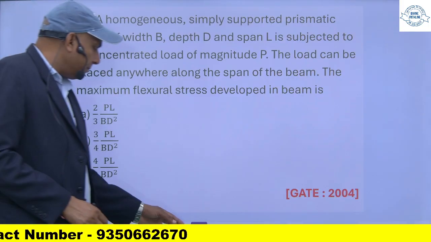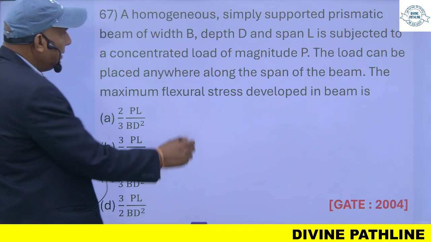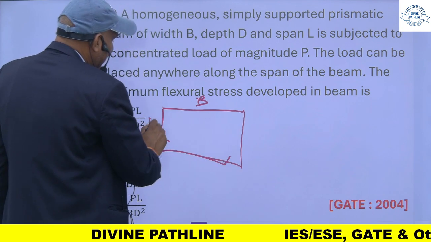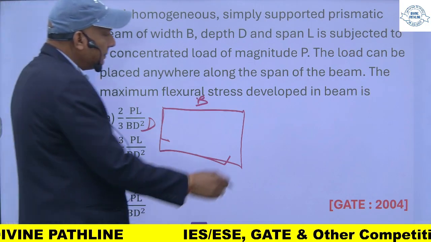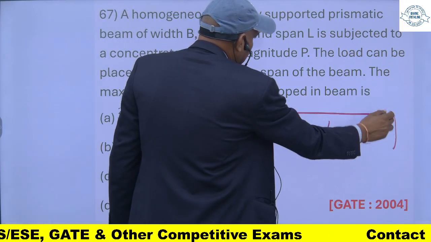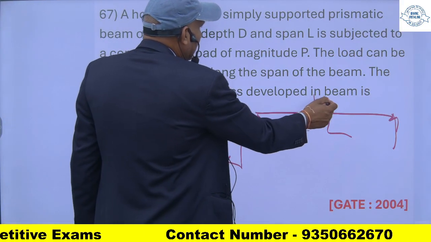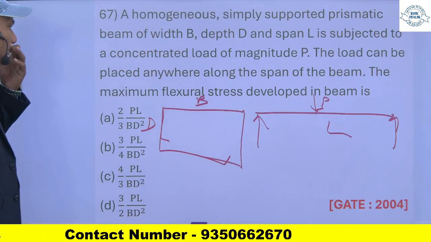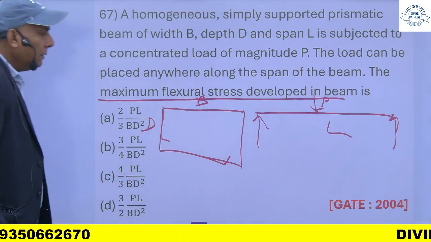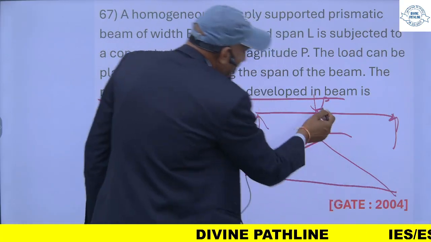A homogeneous simply supported beam of width B, depth D, and span L is subjected to a concentrated load of magnitude P that can be placed anywhere in the span of the beam. Maximum flexure stresses will be developed when the bending moment is maximum, and that will be maximum when the load is placed at the center.